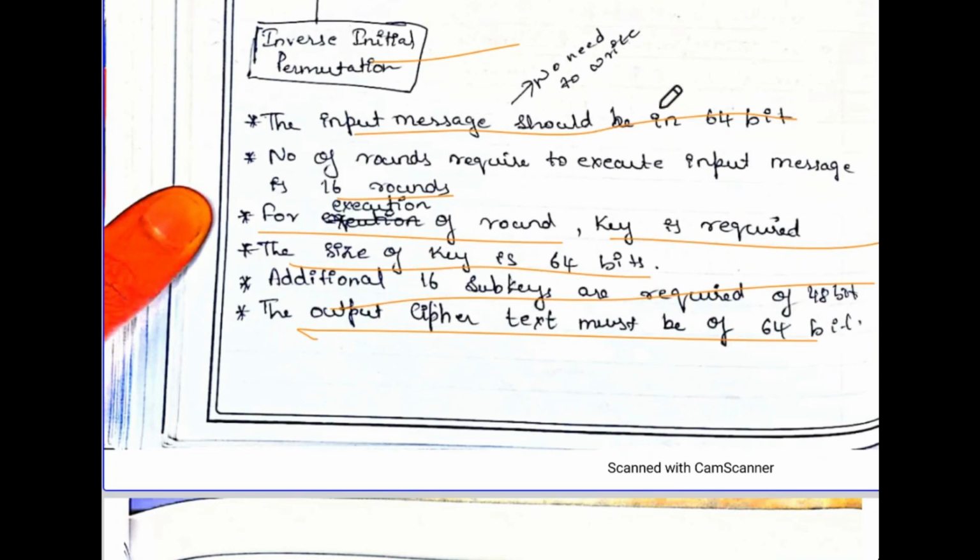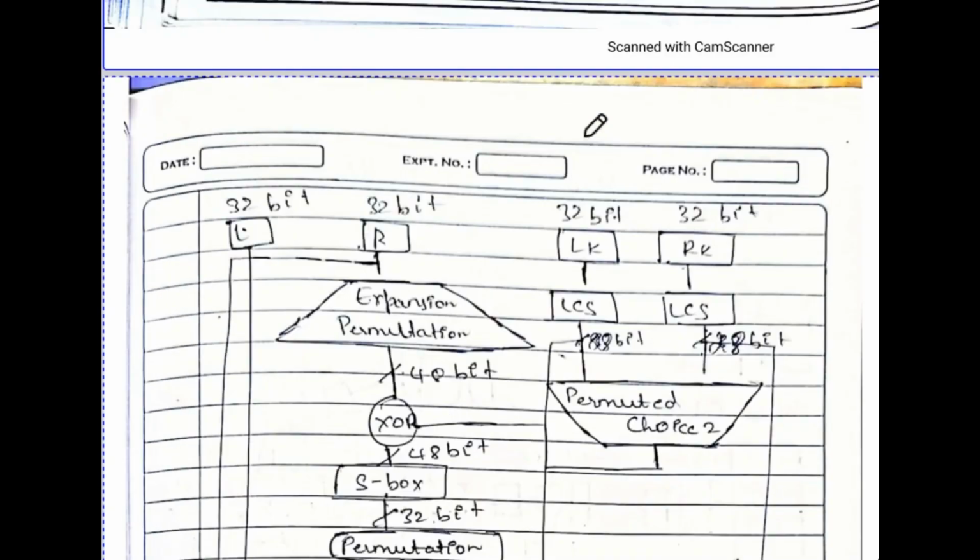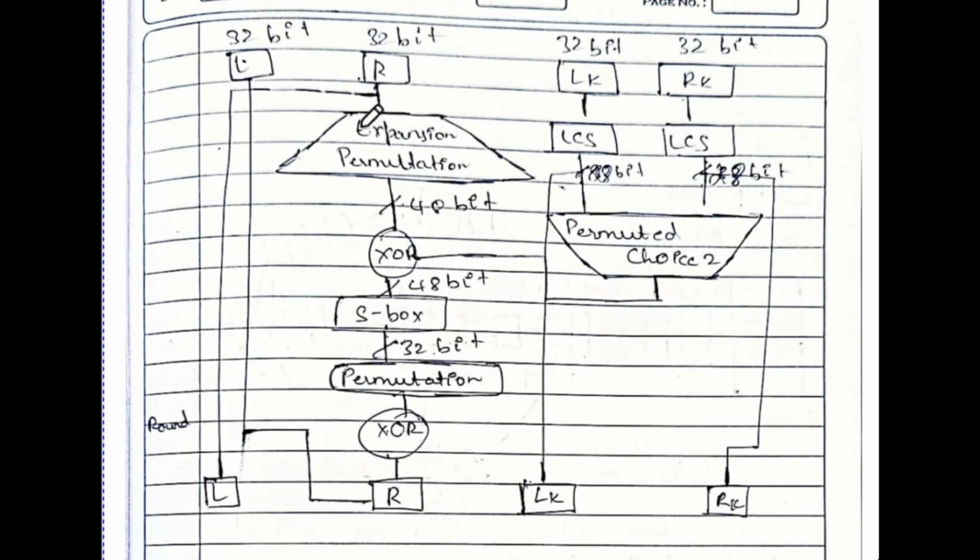You can write this or not, because our faculty said it is not necessary, but you can write this to improve your marks. The left and right 32-bit halves, L and R, are shown in the diagram. You can see this diagram one time. It is easy to remember.